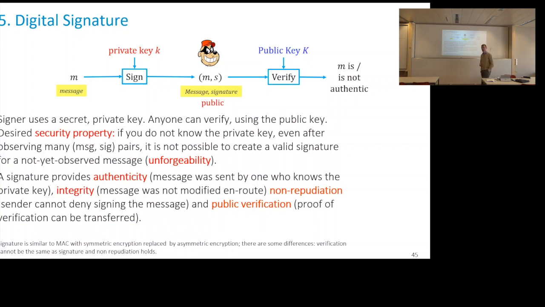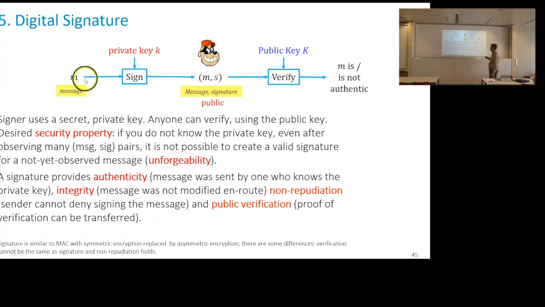Asymmetric cryptography has been used for encryption, as we have seen, and can also be used in a complementary way for authentication. This is called digital signature. How does digital signature work? It's very similar to the MAC that we've seen a minute ago, but now with the twist that we have a public and a private key pair.